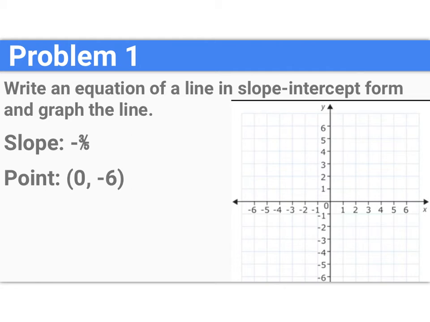Write an equation of a line in slope-intercept form and graph the line. Okay, so the point is (0, -6). So I can take 0, negative 6, and I can go down 3 and over 5, or I can go left 5, 1, 2, 3, 4, 5, and up 3, 1, 2, 3. Because if I went down 3 and right 5, I would not be on the screen and I would get a different line. So here we go. That's the graph. Now write it in slope-intercept form. So I told you that point-slope form will reduce to slope-intercept form.